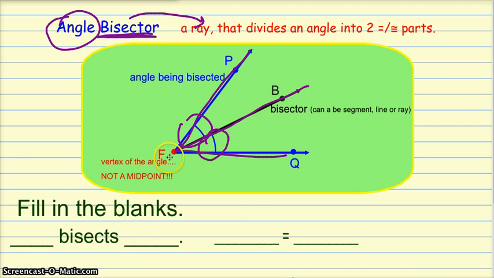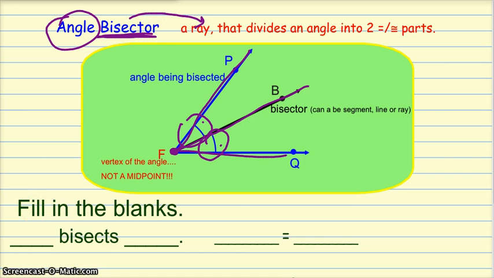Please note that this is not a midpoint. That's a vertex. When we talk about midpoint, we're talking about the middle point of a segment. This is the vertex of an angle. But these 2 angles are now the same. So how can we do it? Or how do we notate it? We can call it like it is.